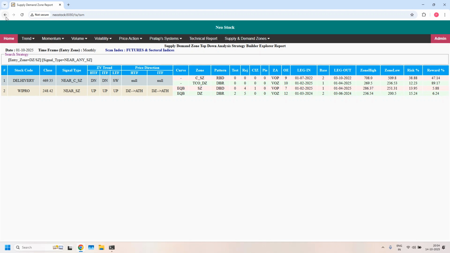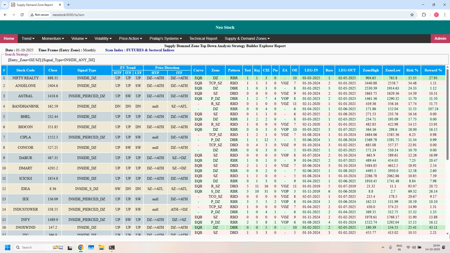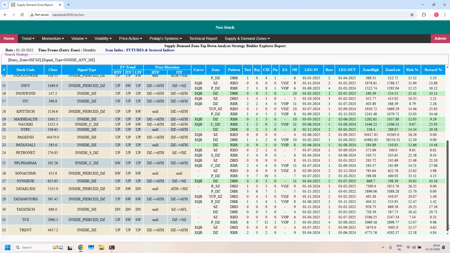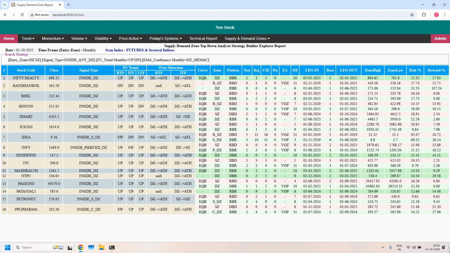Next, price closed inside the monthly demand zone. First 16 stocks in the list. Scrolling the list down, we got 32 stocks. Let's further filter based on monthly demand zone having monthly EMA confluence, and also trend on the monthly should not be sideways. So we got 16 stocks.